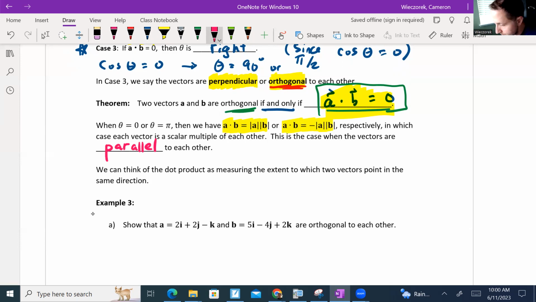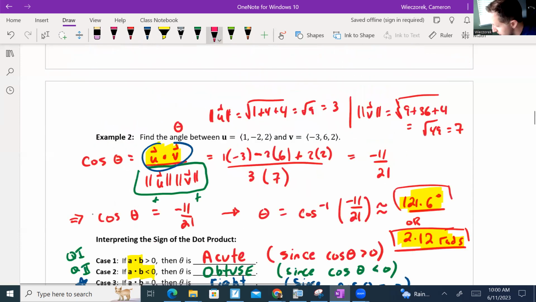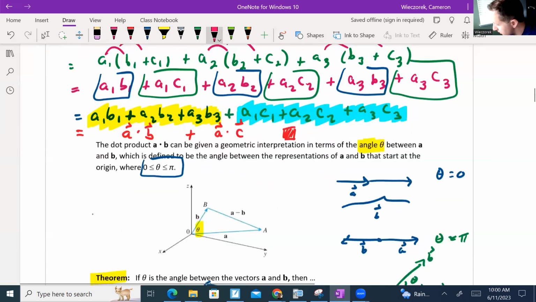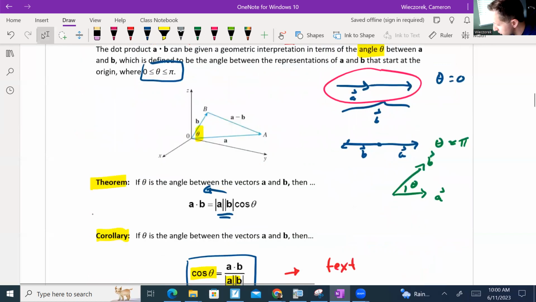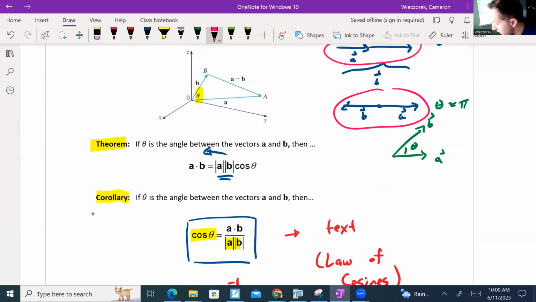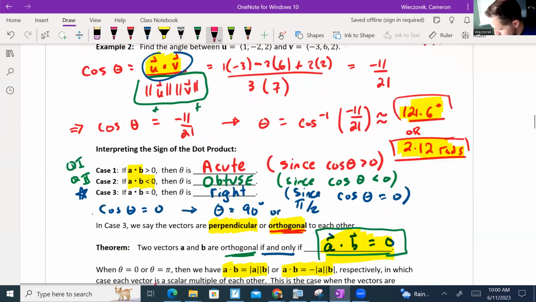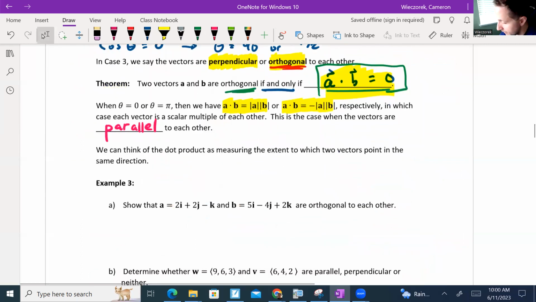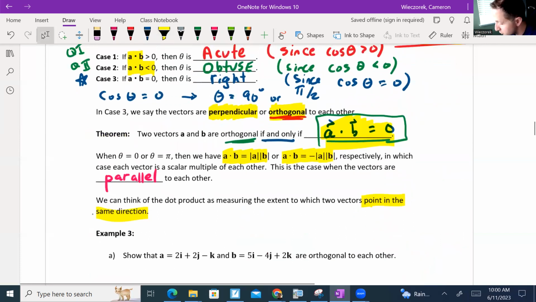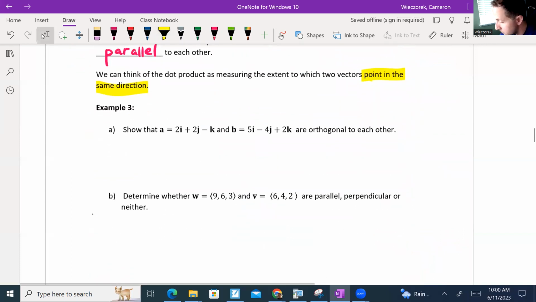Okay. And I kind of drew this on the last page, right? So in the case where theta is equal to 0, they point in the same direction. In the case where theta is equal to pi, they point in the opposite direction, but they still make a straight line. So we can think again of the dot product as measuring the extent to which two vectors point in the same direction. Or if you want to think of it as a measure of how perpendicular they are. It's kind of the best geometric interpretation we can come up with.